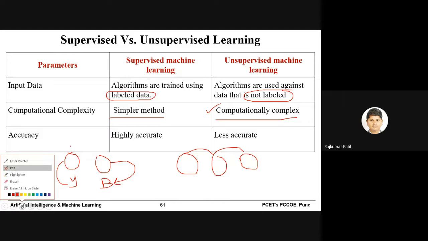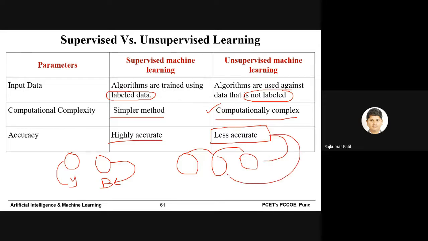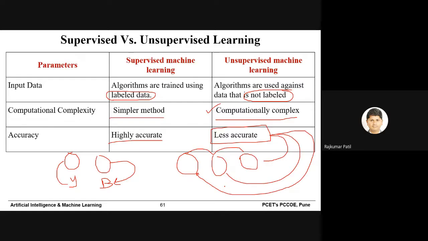Again, in supervised machine learning, the accuracy is very high because the input-output relation is known. However, in unsupervised learning, we don't know the pattern. So if your model correctly identifies the pattern, then it will provide good accuracy. If it is not in a position to identify the pattern, then there is a problem. So accuracy-wise also, supervised learning is at a good end as compared to unsupervised machine learning. Is there any question related to supervised versus unsupervised machine learning?